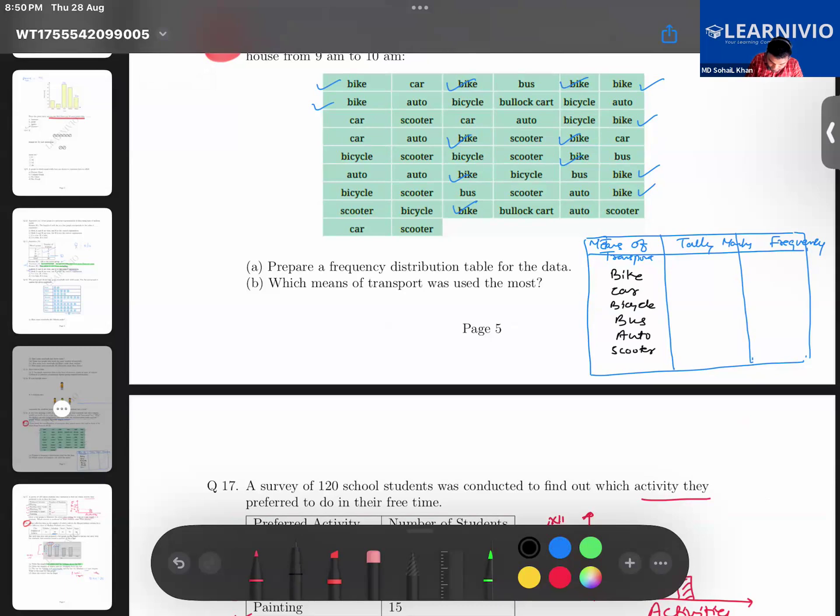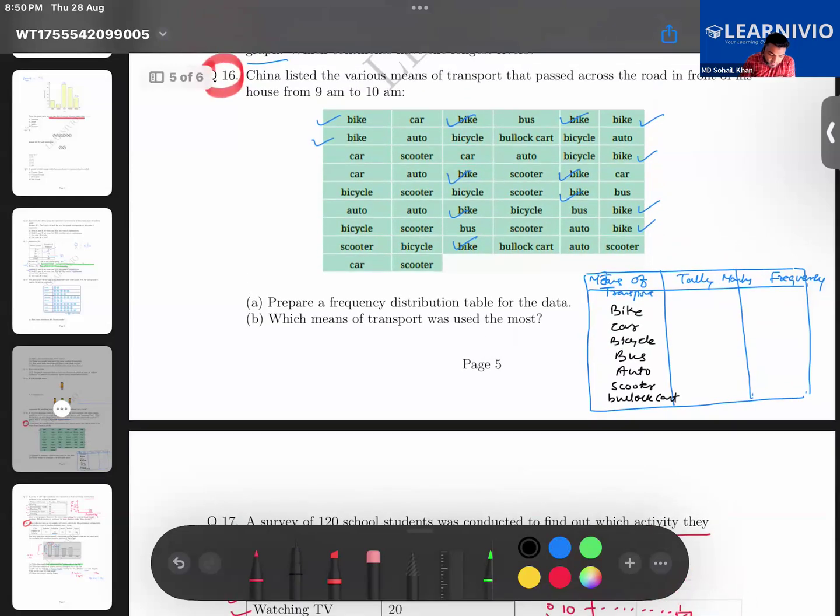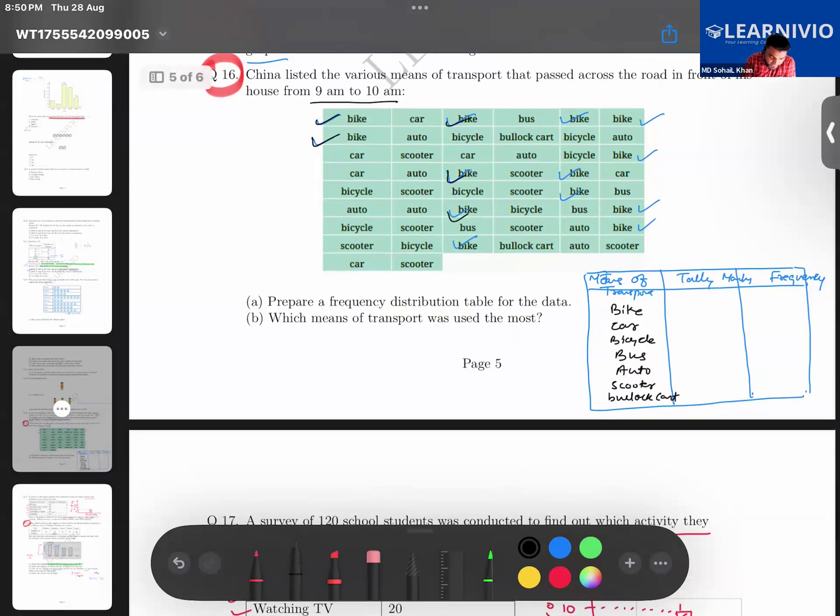Auto, scooter, bullock cart is also there. That's all I think, there isn't any other mode. Okay. Now you have to count how many bikes have crossed between 9 a.m. to 10 a.m. So 1, 2, 3, 4, 5, 6, 7, 8, 9, 10, 13.